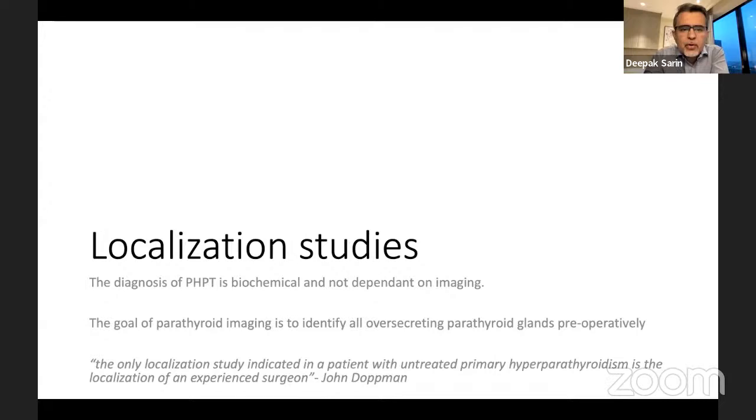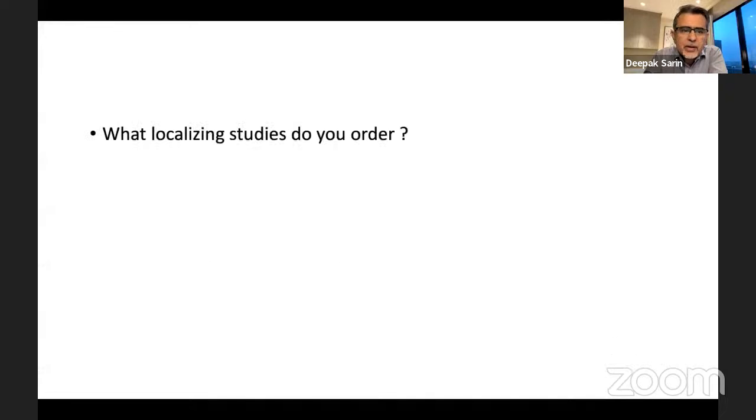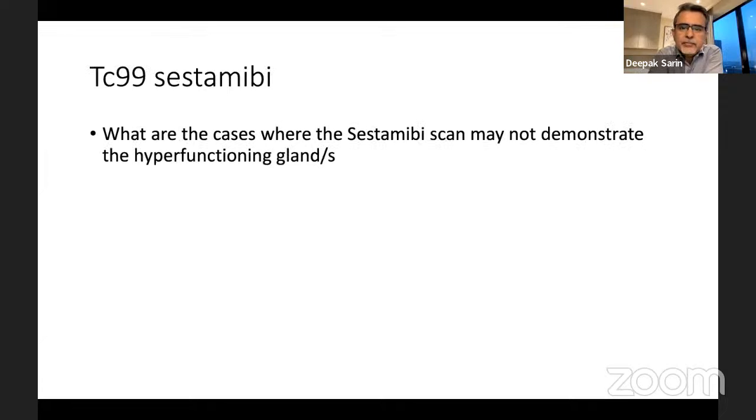So I'm going to move on to localizing studies. Once I finish some questions on this, maybe I can look at the chat box and see what questions have come up. Garima, you already said that your favored first-line imaging is Sestamibi and an ultrasound. Saurabh, is that what you follow as well? Yes, Sestamibi as first line, yes. First-line imaging. Ishita, if I can just pull you into the discussion.